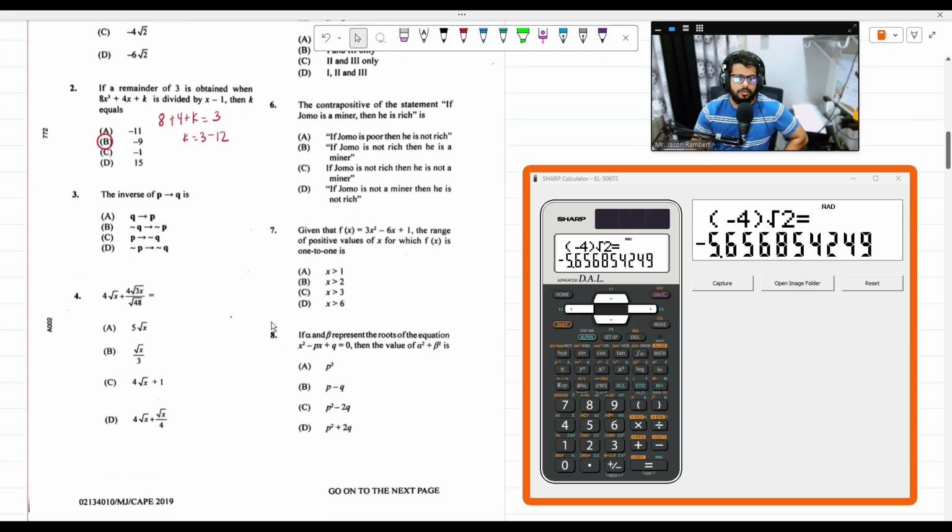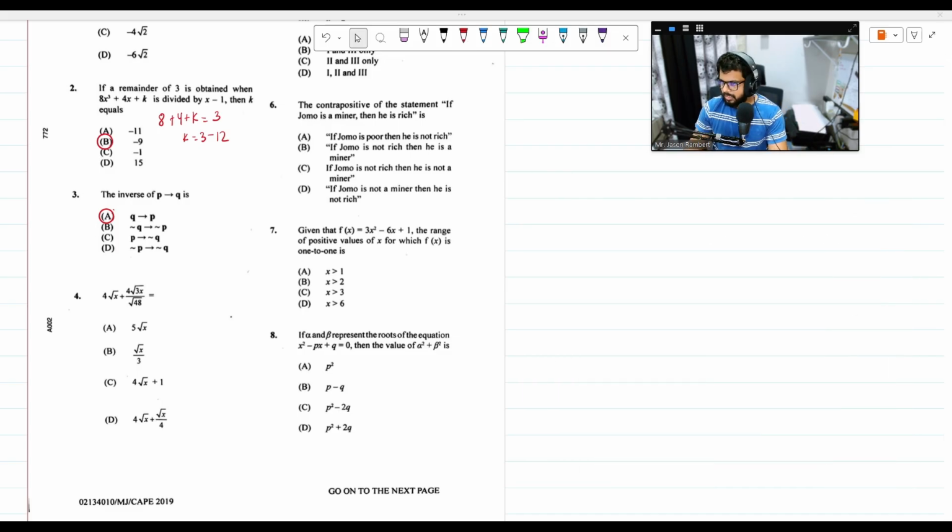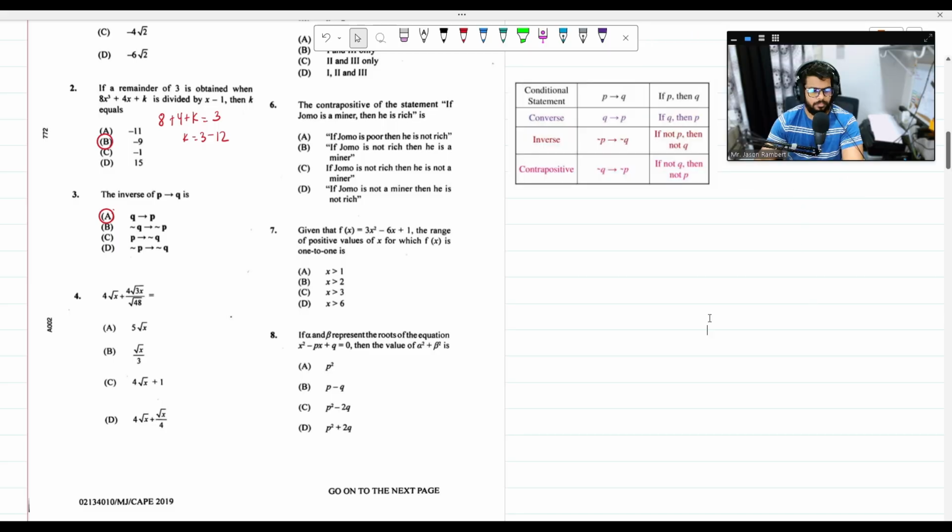The inverse of if p then q is if q then p. Right? One thing I have here, I have a nice little table that I want to put for all of our questions like this. So the inverse of if p then q is if not p then not q.